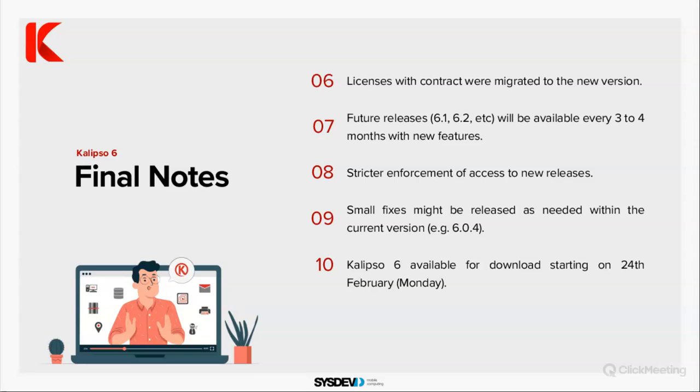Every 3 or 4 months, we will have new versions of Kalipso with new features and have more things delivered to you. And we'll also have a stricter enforcement of access to new releases, because in Kalipso 5, some users that did not have support contracts had access to new features. So this will not be the case anymore. And small fixes will be made available as it did before in Kalipso 5. So the idea, like I told you, is tomorrow our job is going to be updating your license to version 6, okay? Updating our servers with version 6, and on Monday you can download it and start using it, okay?